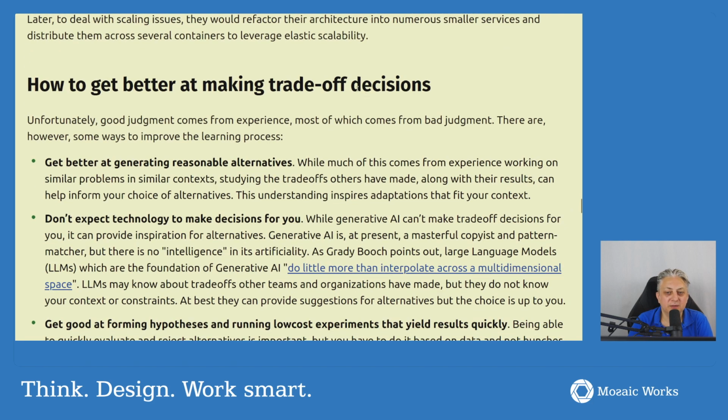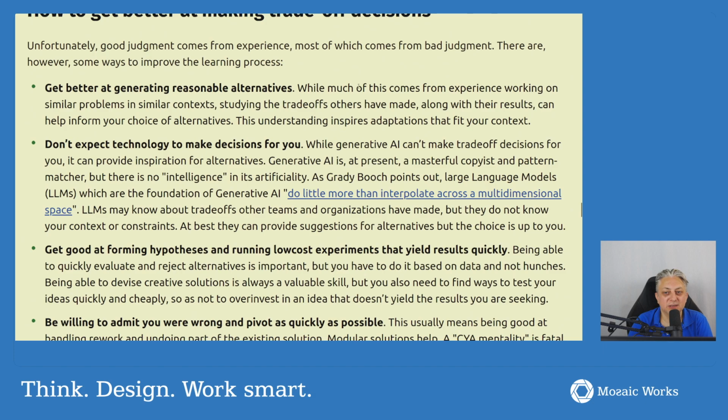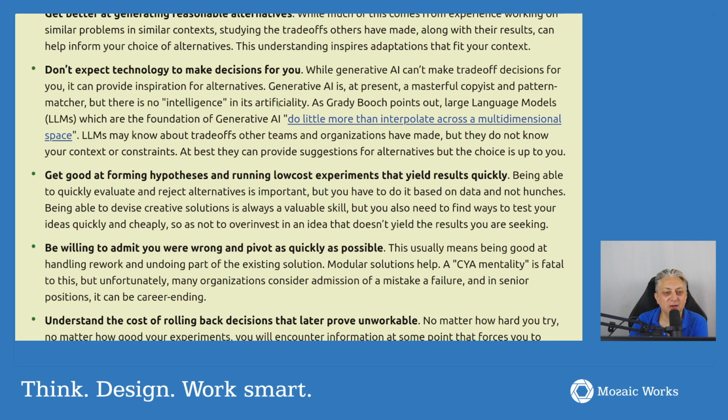How to get better at making trade-off decisions. Now, this is interesting. Unfortunately, good judgment comes from experience, most of which comes from bad judgment. There are, however, some ways to improve the learning process. Get better at generating reasonable alternatives. Yeah, this is something I'd like to see, and we do practice it in our workshops. Don't expect technology to make decisions for you. While generative AI can't make trade-off decisions for you, it can provide inspiration for alternatives.